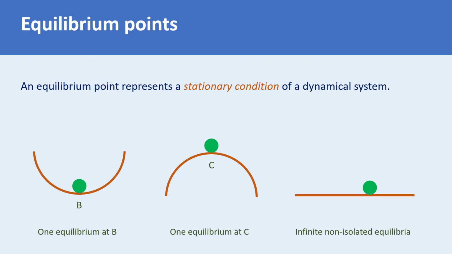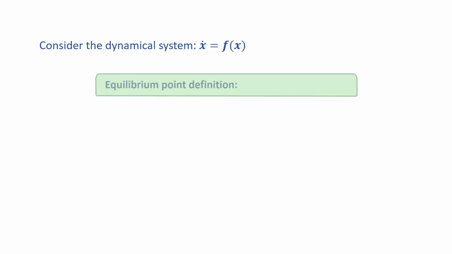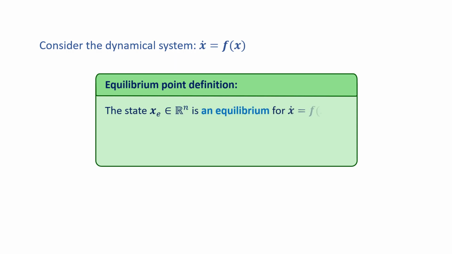We are now ready to give a rather technical definition of an equilibrium point. Consider a dynamical system x dot equals f of x, where x is an n-dimensional real vector. The state xe is an equilibrium for this system if f of xe equals 0 for all t greater than or equal to the initial time, which is assumed to be 0. There is no difference if the initial time is assumed to be t0 instead of 0, as the dynamical system we consider is time invariant.